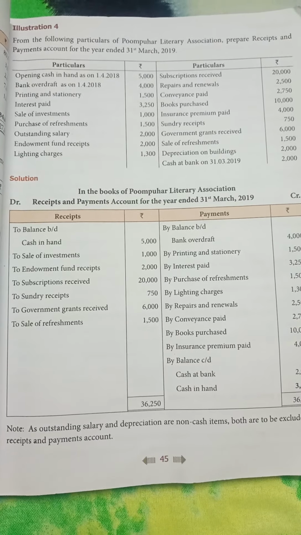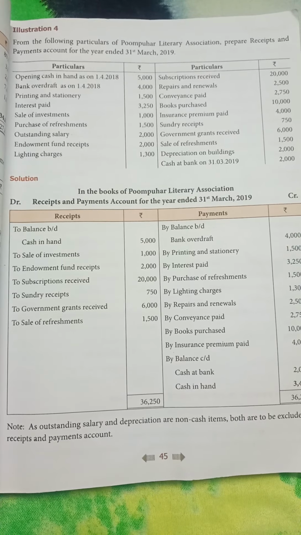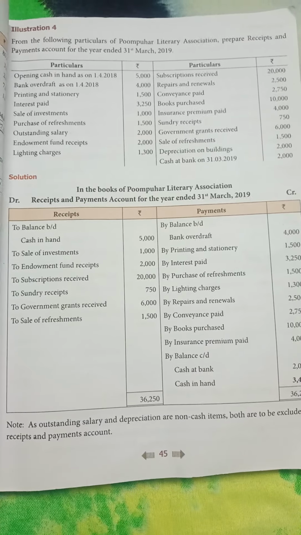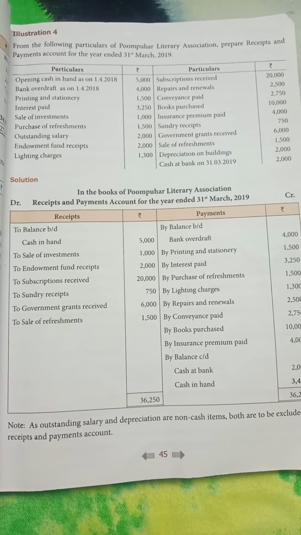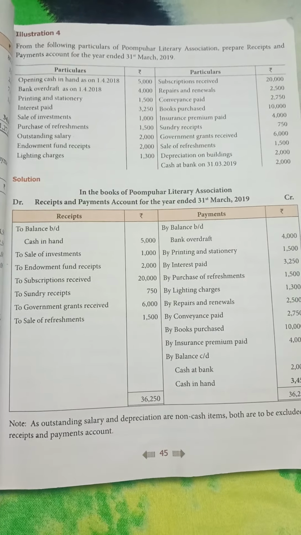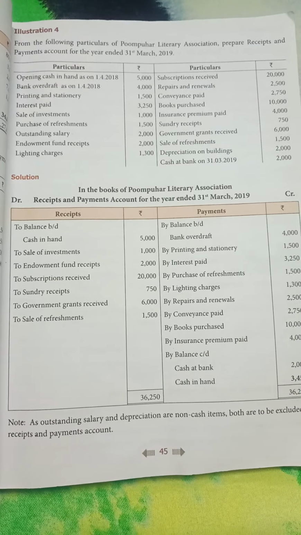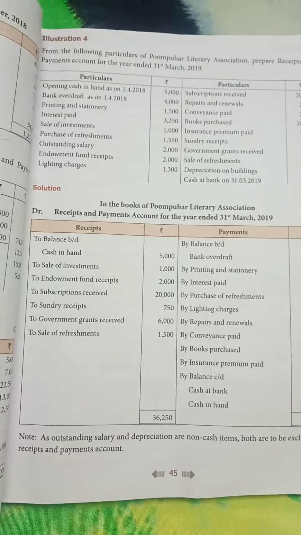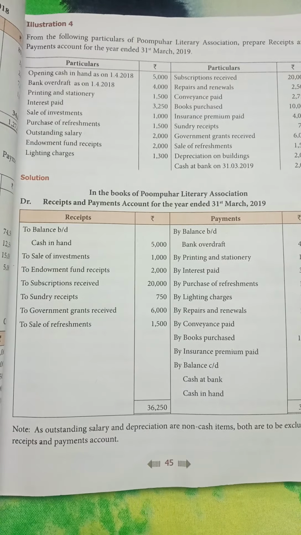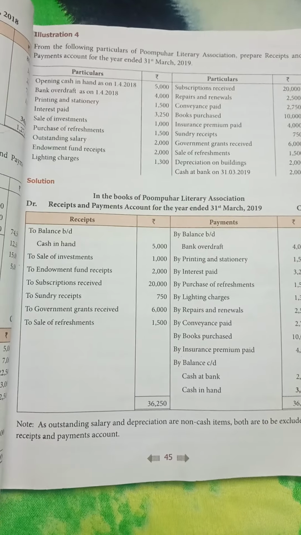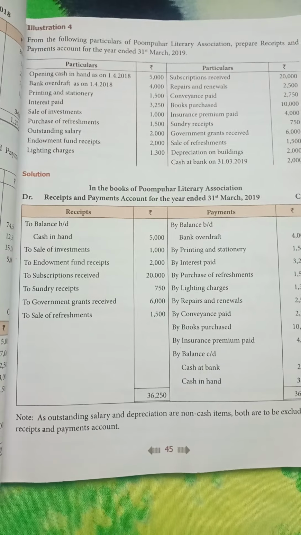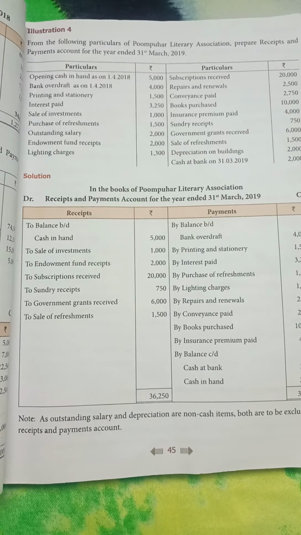Okay. So this is also a ledger account wherein we'll write all the cash receipts towards the debit side and cash payments towards the credit side. Receipts and payments account will always start with the opening balances of cash and bank and end with the closing balances of bank and cash account. We must not enter any non-cash items like depreciation or outstanding or prepaid expenses.